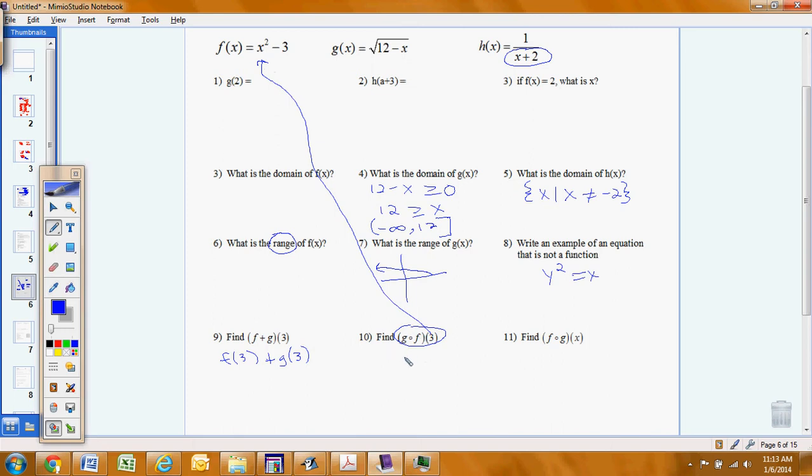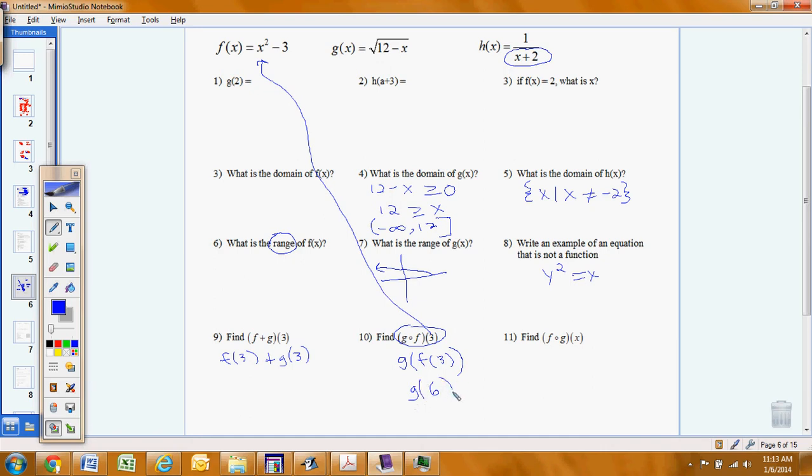So f of 3, and another way this could be written is g of f of 3. You don't have to have the circle there. That's also a composite function like that. So we just did f of 3, and we got 6. But now we have to find g of 6.